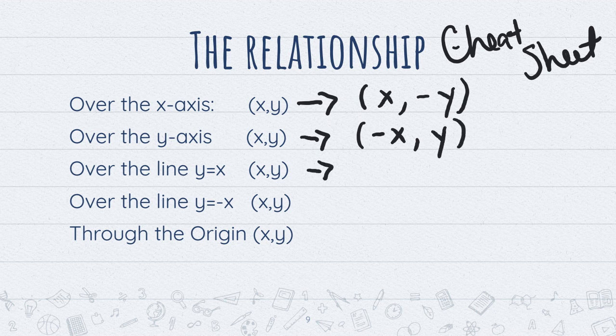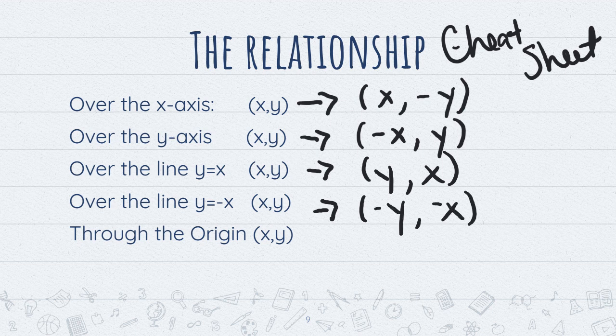Over the line y equals x, we already did this and we talked about it, we flipped the order. So instead of x, y, we would have y, x. So over the line y equals -x, our x, y then becomes, we flip the order, but they also become the opposite signs. And then lastly, through the origin, and we didn't have an example like this, but through the origin, our x, y becomes -x, -y.